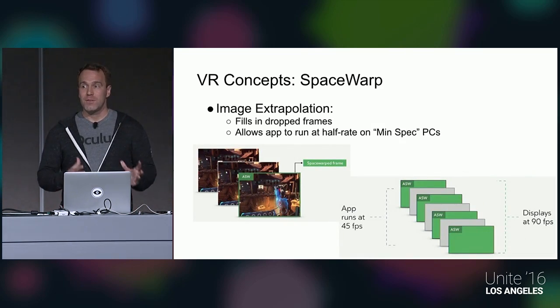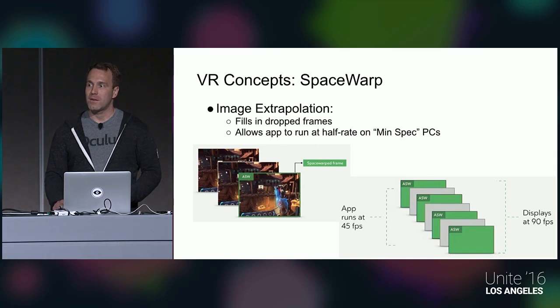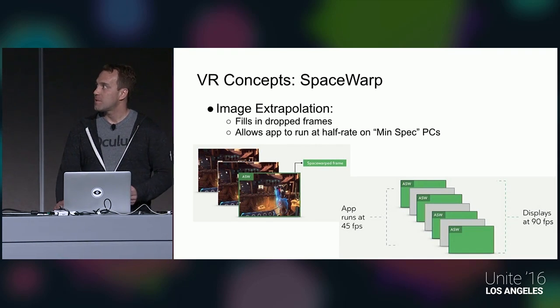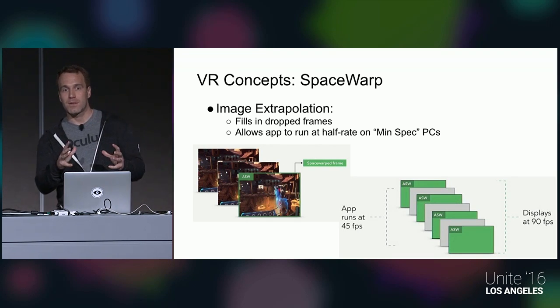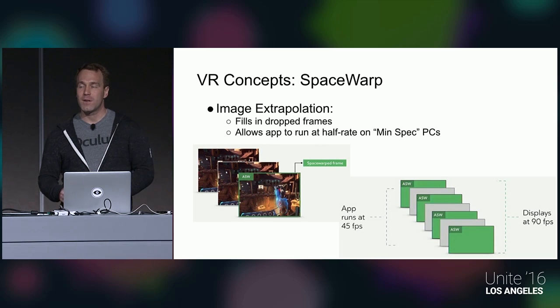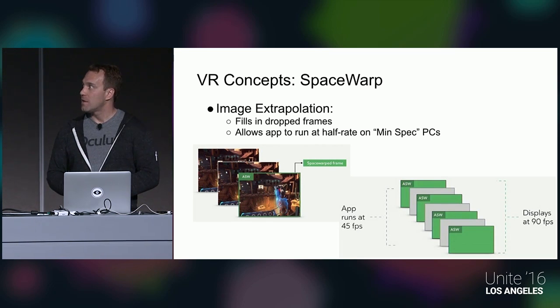Okay, so at OC3, we introduced a new technique called asynchronous space warp. And this builds on top of time warp to also correct the image data itself. And the major win there is that it also deals with positional movement. But it also deals with discontinuities in your animation. So it deals differently with different types of content.